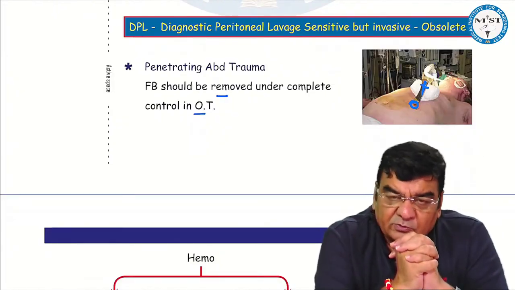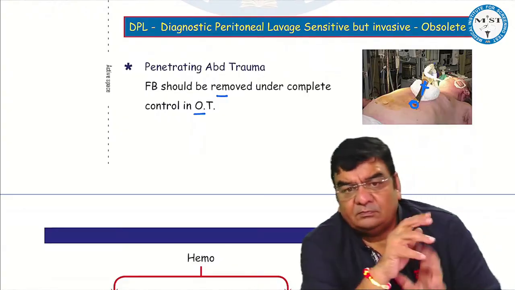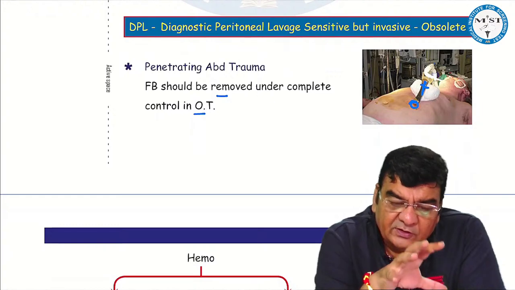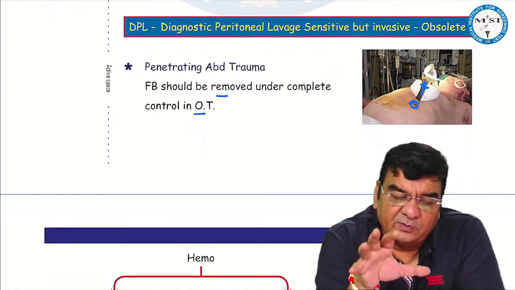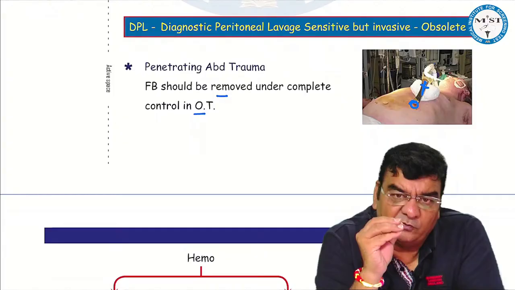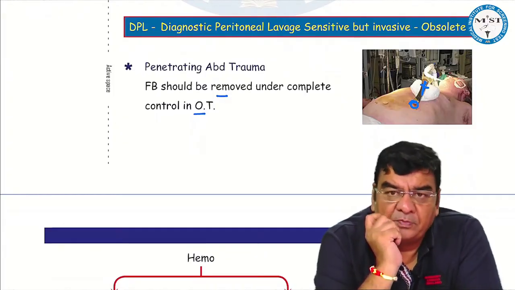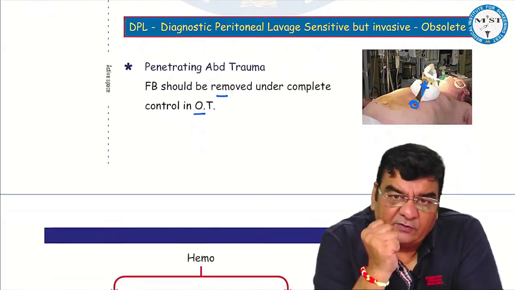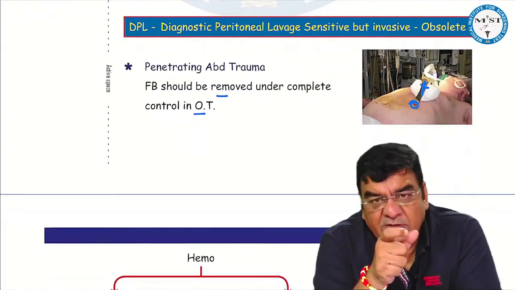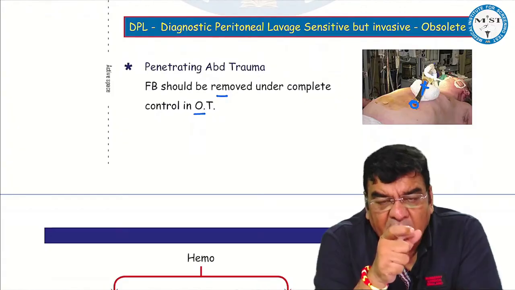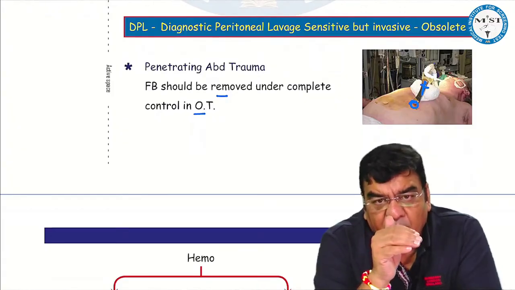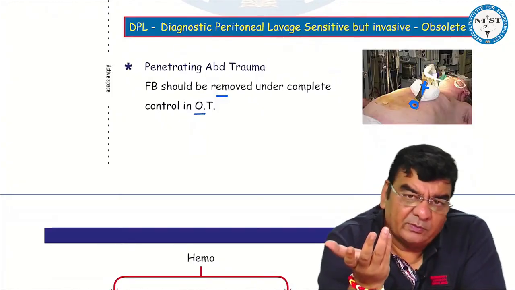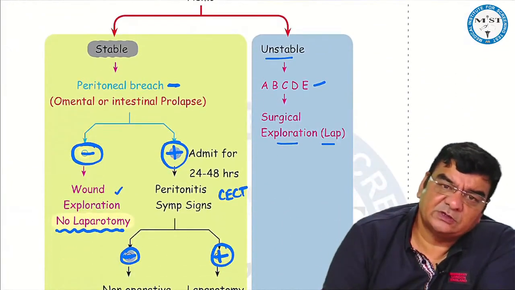Penetrating abdominal trauma, suppose somebody hits a knife in the abdomen. Now, if the foreign body is inside, then these foreign bodies should not be removed on the road. The patient should be taken to the OT, and these foreign bodies should be removed under full vascular precautions. However, suppose somebody hits a knife in the abdomen, takes the knife out, now depending on what the injury is, suppose the knife has not penetrated the peritoneum, that means there is no peritoneal breach. No need to do a laparotomy, just do a simple wound exploration.